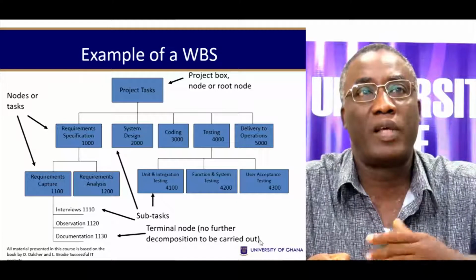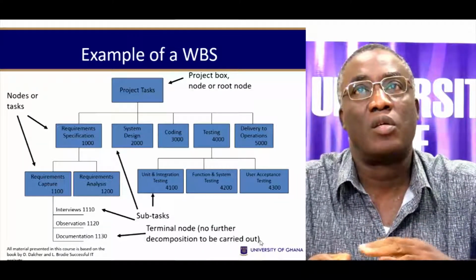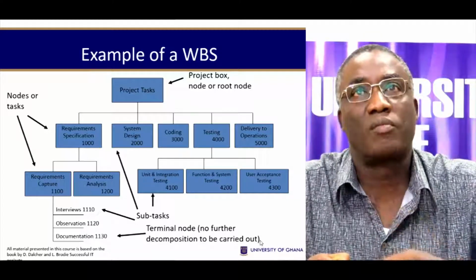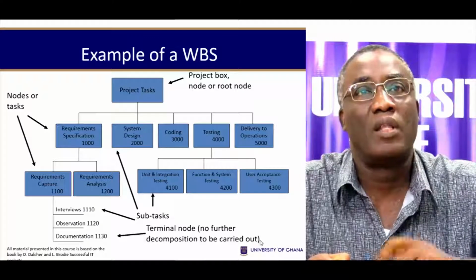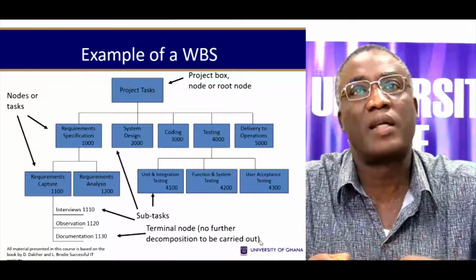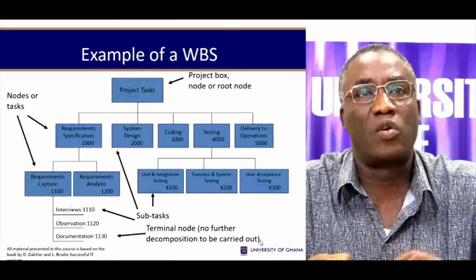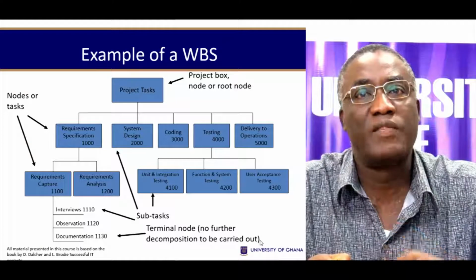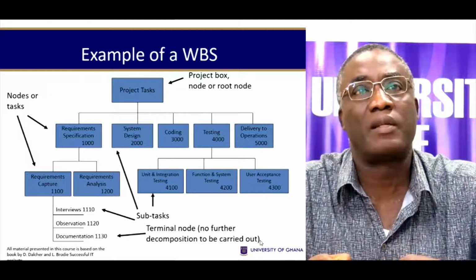So, a detailed look at the WBS. The root node or the project box, that's the main thing, the project task. The others are simply nodes or tasks that need to be done, or subtasks. And of course, the terminal nodes or the leaves, to which no further decomposition can be done.